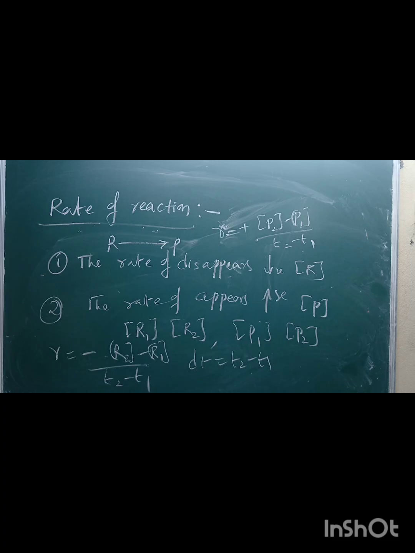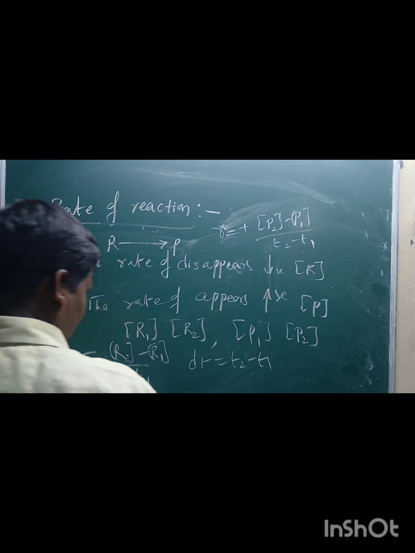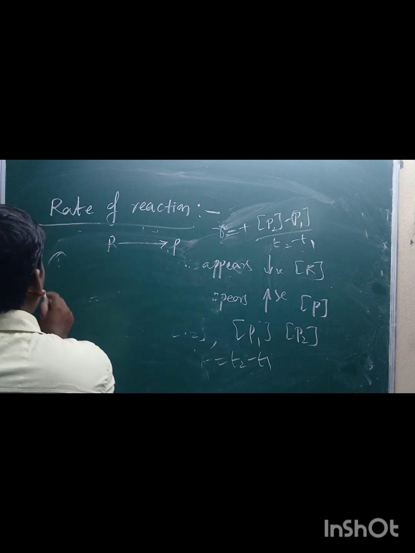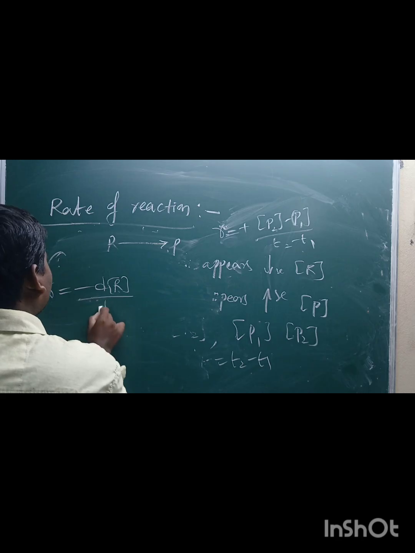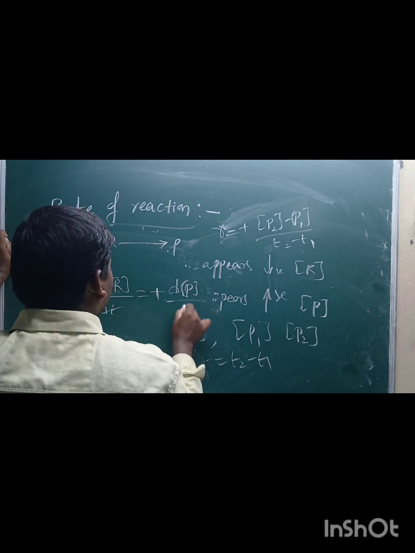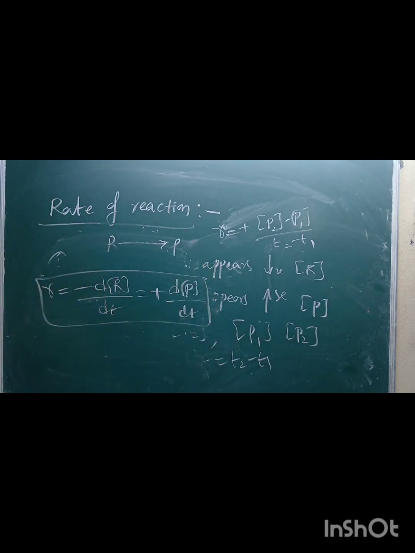It is equal to simply change of concentration. R is equal to minus d[R] by dt, or plus d concentration of P by dt. This is the decrease in the concentration of reactant or increase in the concentration of product per unit time.